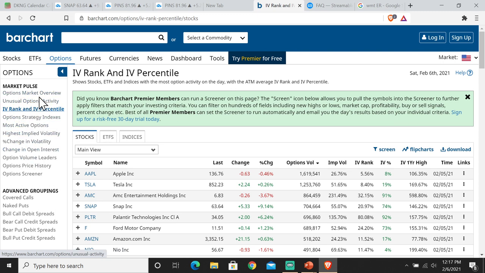Unusual options activity is basically options flow, stuff like that. If you see a lot of people buying a certain option strike, maybe you can take a look at that stock too to see if it's worth playing the same side, you know, follow the money, right? So that's an option.